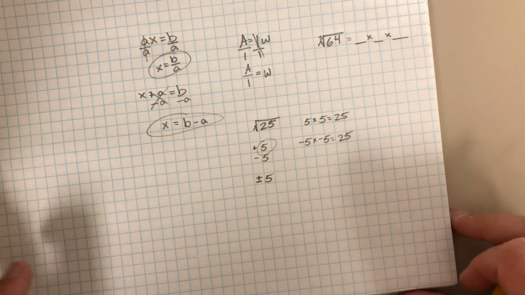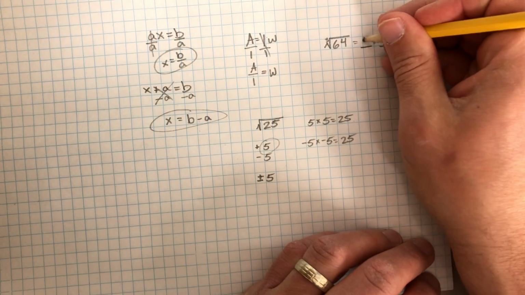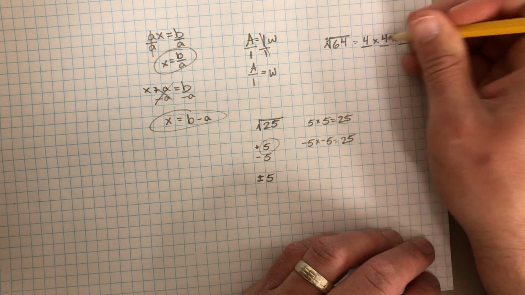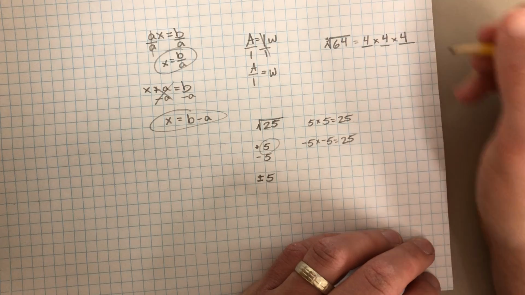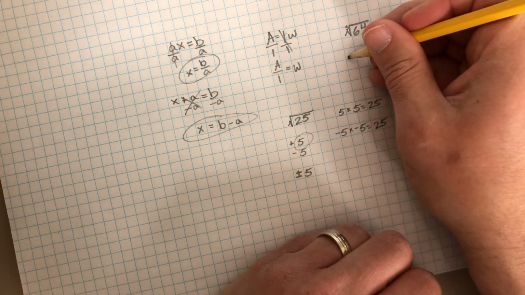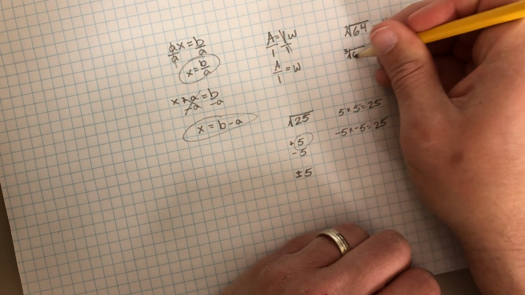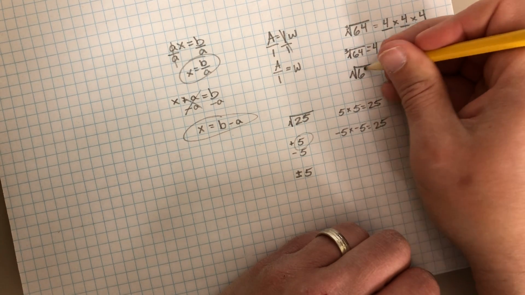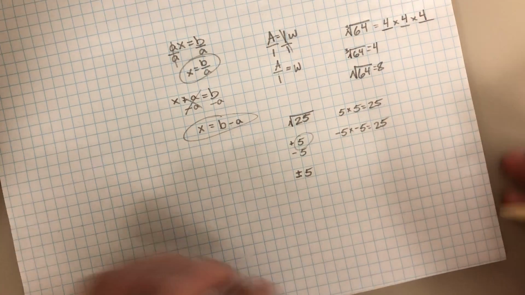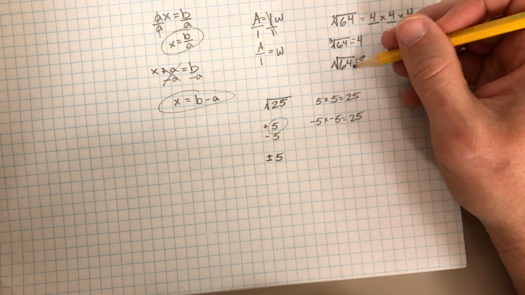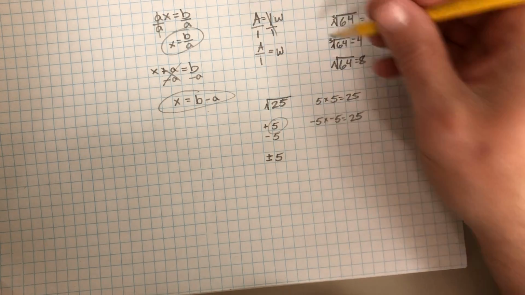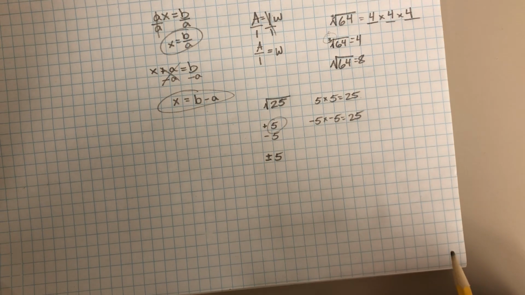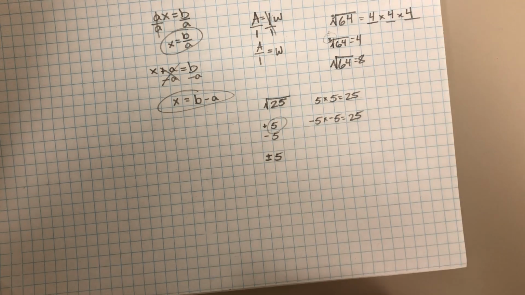If I look at that, 4 times 4 is 16, and 16 times 4 is 64. So the cube root of 64 is 4. The square root of 64 is 8. Square root: what number times itself? Cube root: what number times itself 3 times will give you that number. You could have the 5th root and so on and so forth, but we're just dealing with cube roots today.